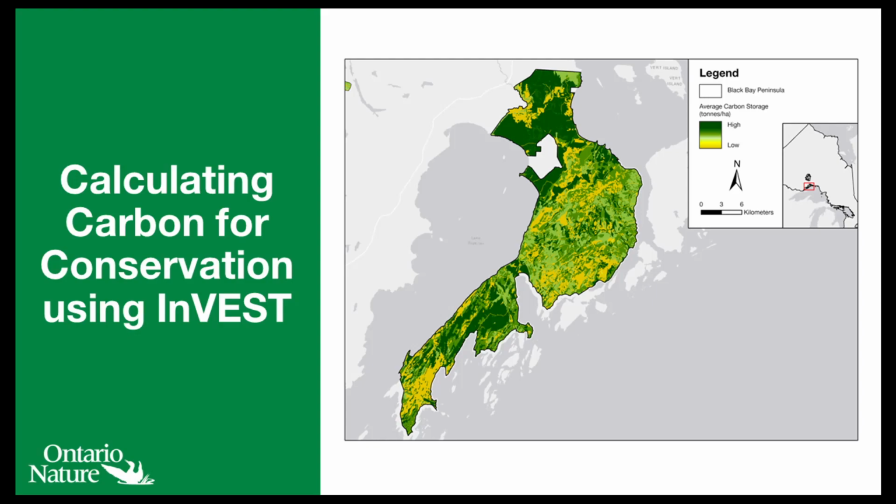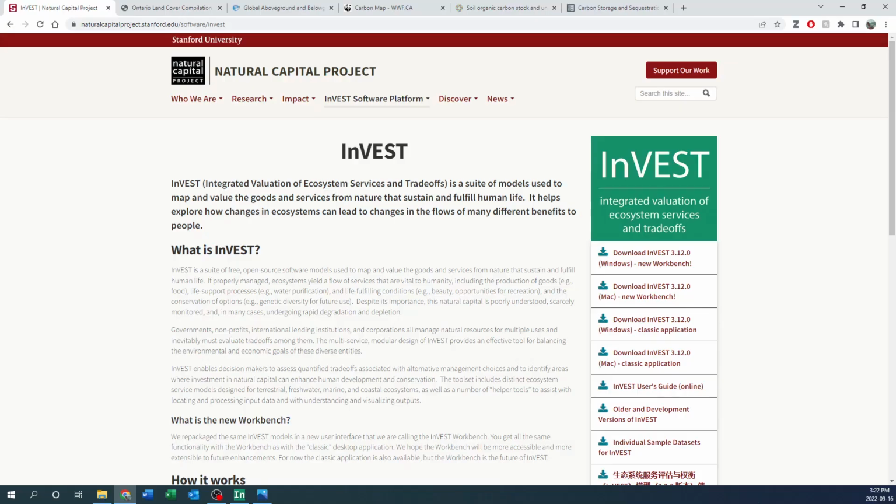We're going to be working with the following applications: ArcGIS Pro with the Spatial Analyst license, Microsoft Excel, and InVEST. The link to download InVEST can be found in the description below, and it can also be found on the Natural Capital Project website. Download the most recent version of InVEST here.